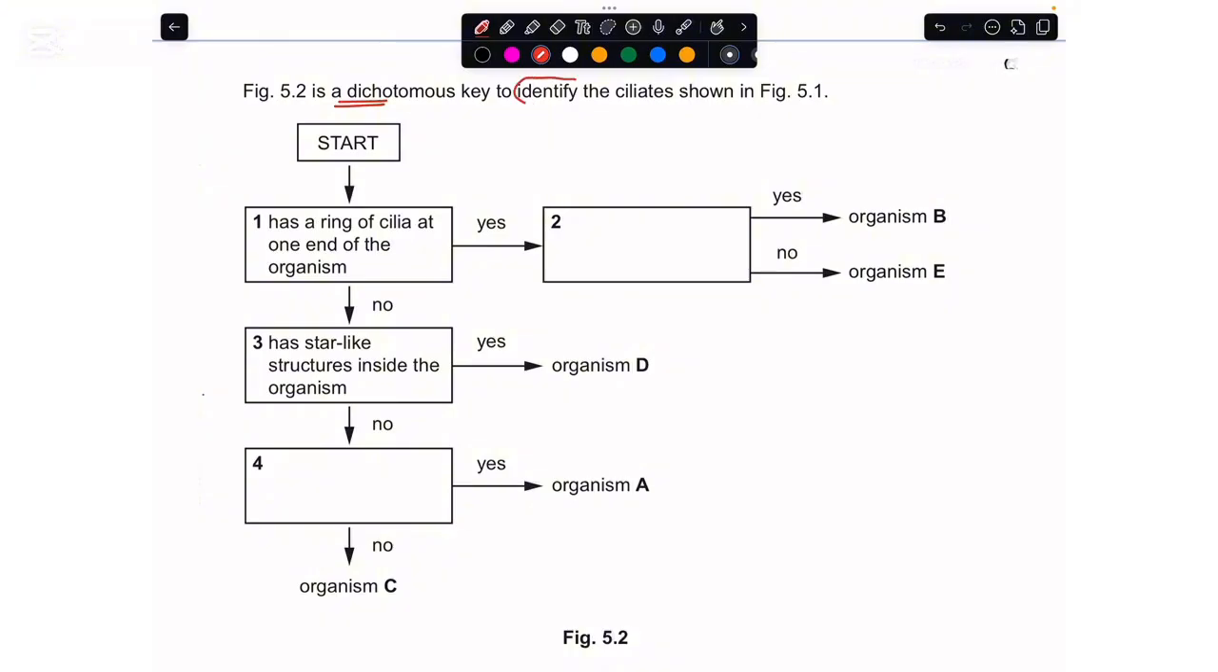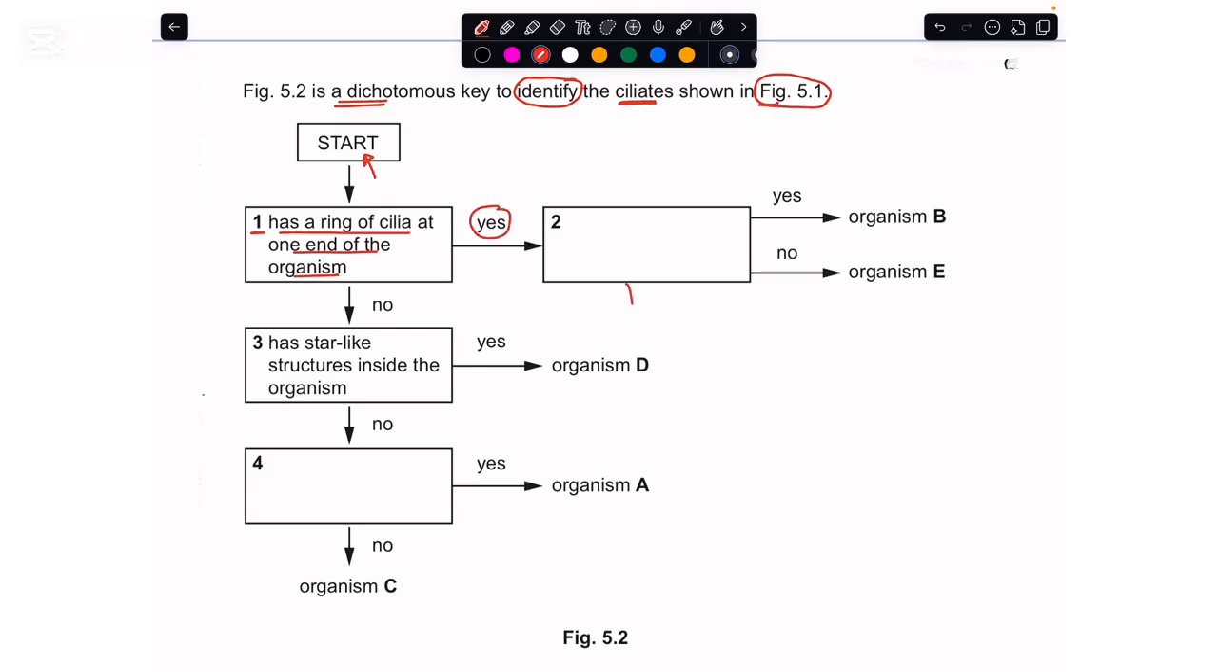By that, you are required to be identifying the ciliates which are shown in figure 5.1, and they have given you the starting point. And they say that one point is that there happens to be a ring of cilia at one end of the organism. So if the answer is yes, then okay, fine, there is a ring of cilia.